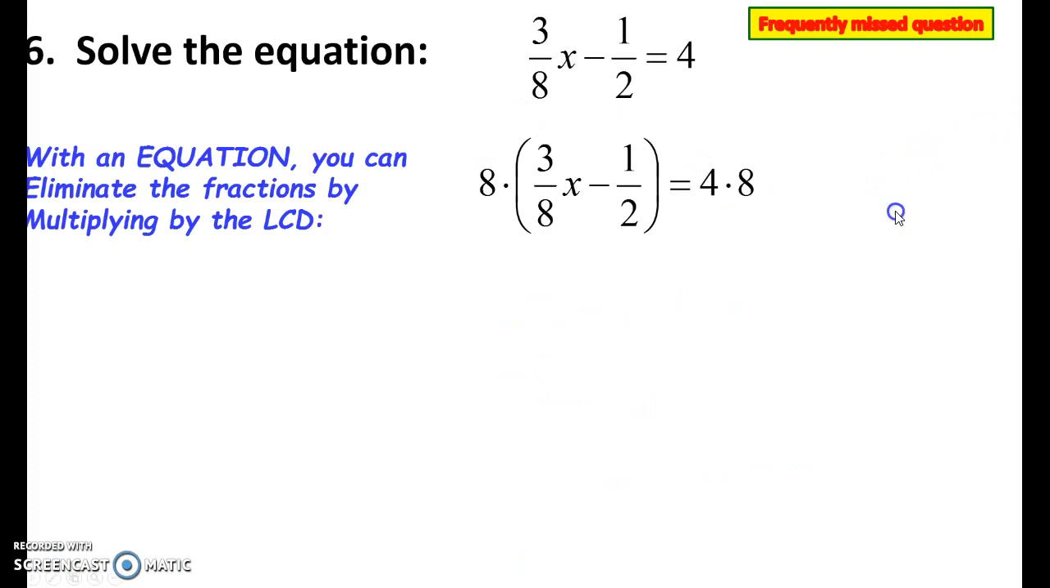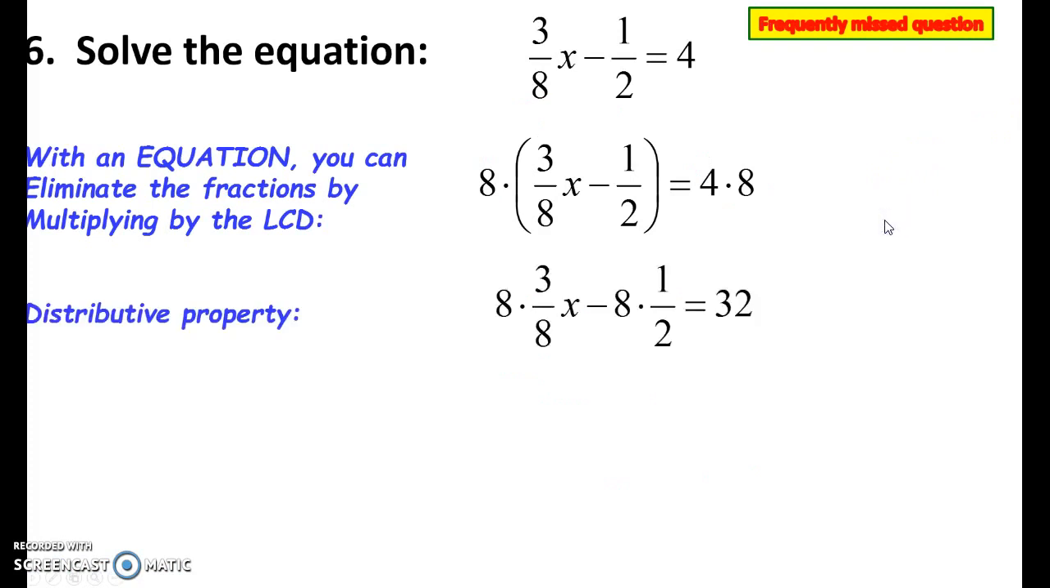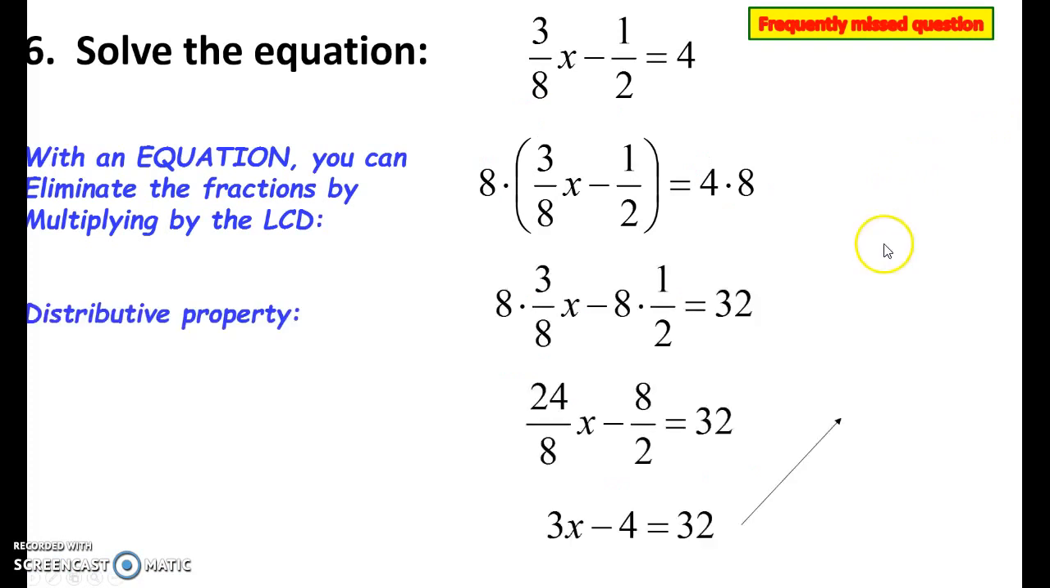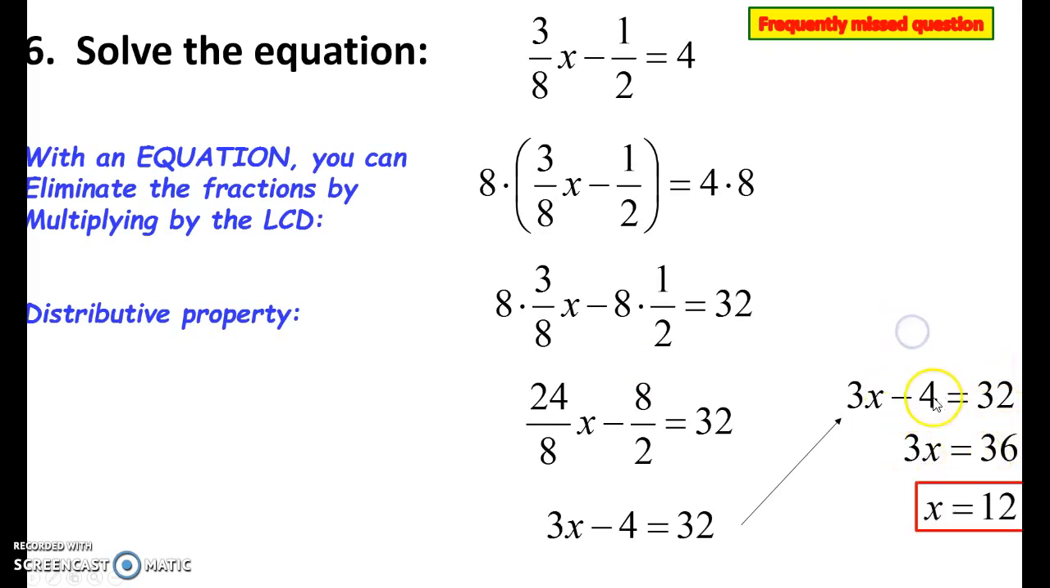Now we don't have to deal with fractions. Okay? So here's the side where the variable's at. Get rid of that constant. How do you undo subtraction by 4? Now we're going to add 4 to both sides. So 32 plus 4 is 36. Now divide both sides by 3 and you get x equals 12.